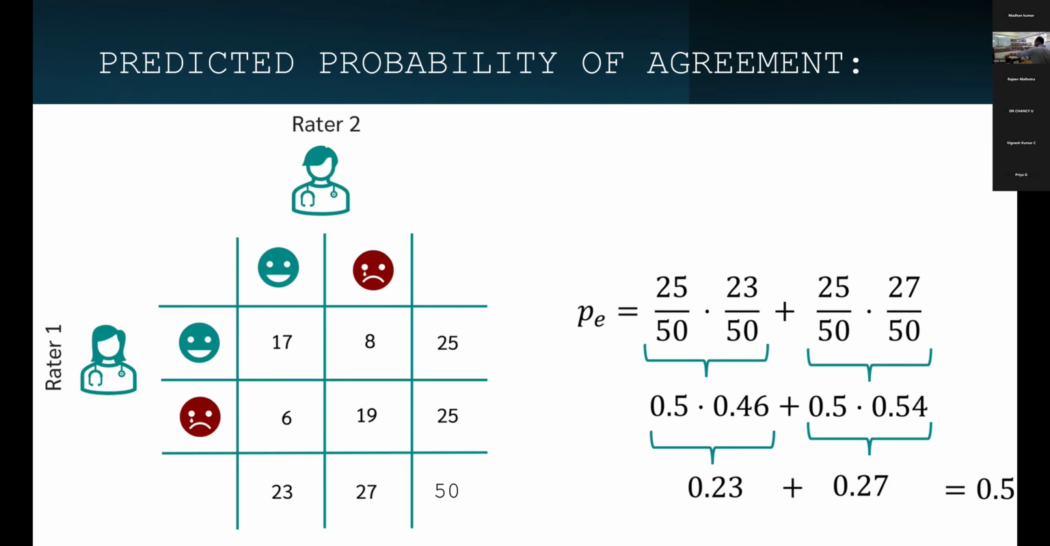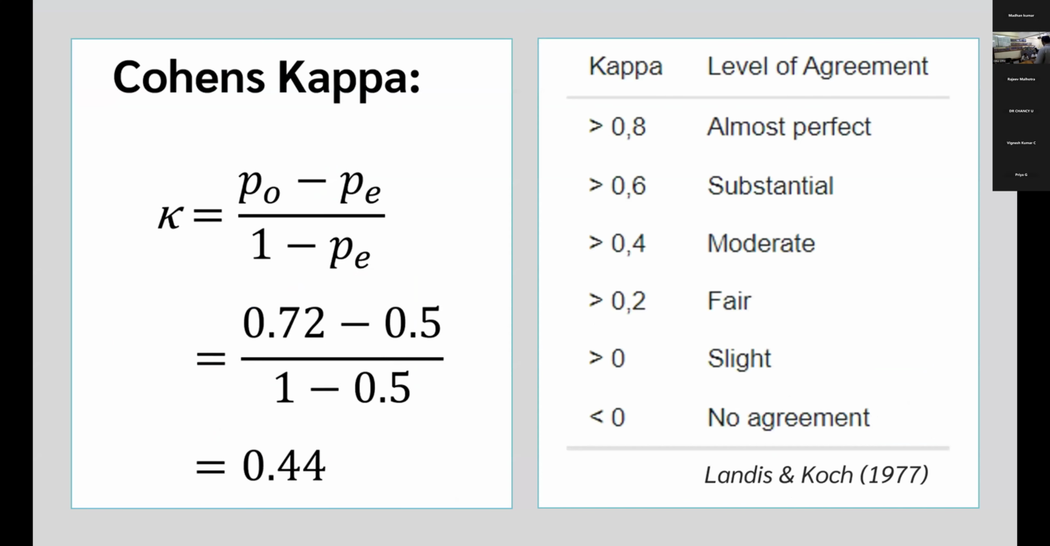So if you add those two, you get 0.5. Okay. So now coming to the formula for Cohen's kappa. That is the observed probability minus the estimated, divided by 1 minus the estimated probability. So if you apply this into the formula, you will get 0.44. Okay. Now, how do we interpret that?